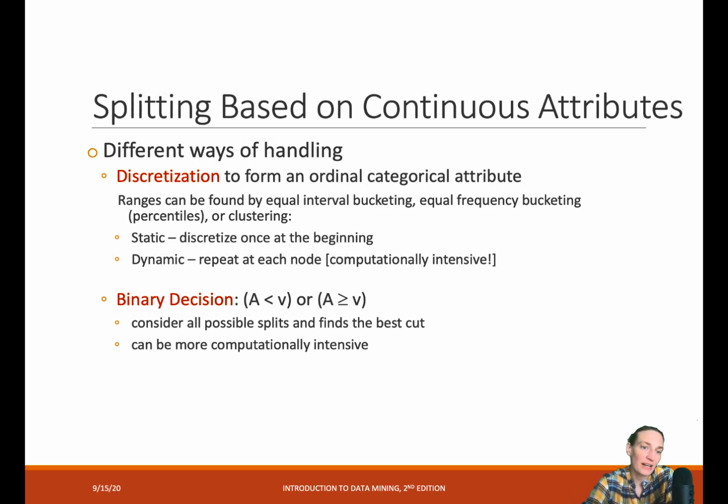This should be splitting based on continuous attributes in many cases. So there are different ways of handling this. One way would be to discretize the original continuous variable to form an ordinal categorical value. So basically, you bucket it, you bin it. You could do it once at the beginning, but there are even some decision trees that do this dynamically, so as to best fit the decision tree. Okay, but that one is computationally quite expensive. Then you can just make a binary decision. Okay, consider all possible splits and then choose the best one. Also computationally a bit more intensive.